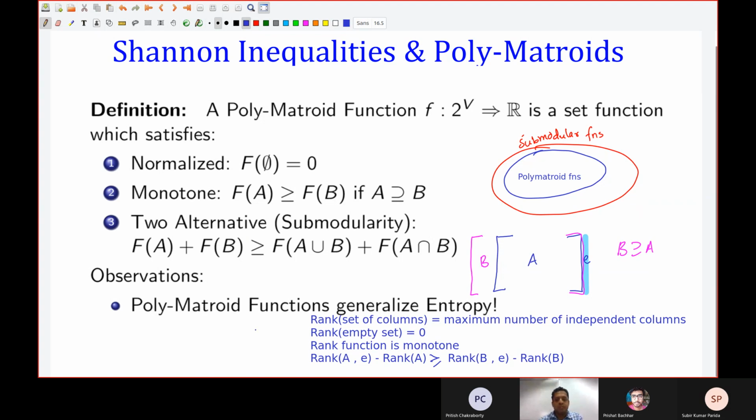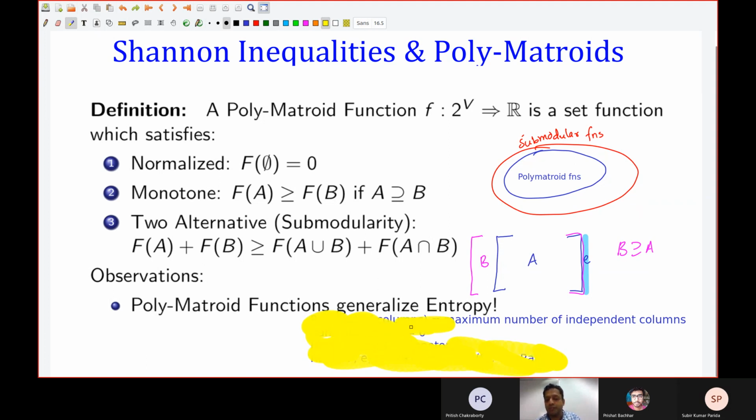It turns out that any function which satisfies these three properties, I'm going to highlight these three properties again, any such function is called a polymatroid function.